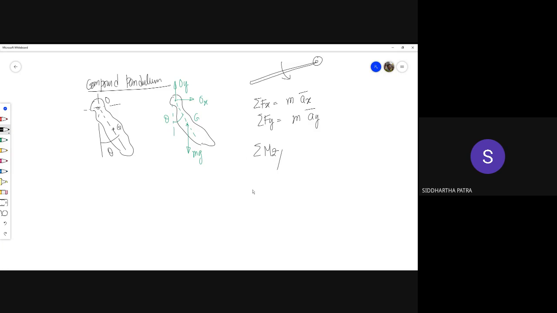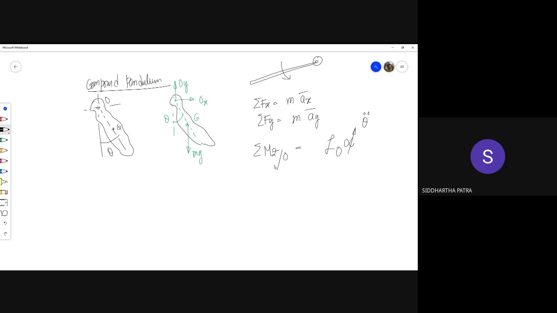Now, when it comes to moment, the moment always has to be about some point. And we choose the pivot point to avoid taking into account Ox and Oy. And that would be the moment of inertia about O times the angular acceleration. So what is this angular acceleration? This angular acceleration is basically theta double dot.